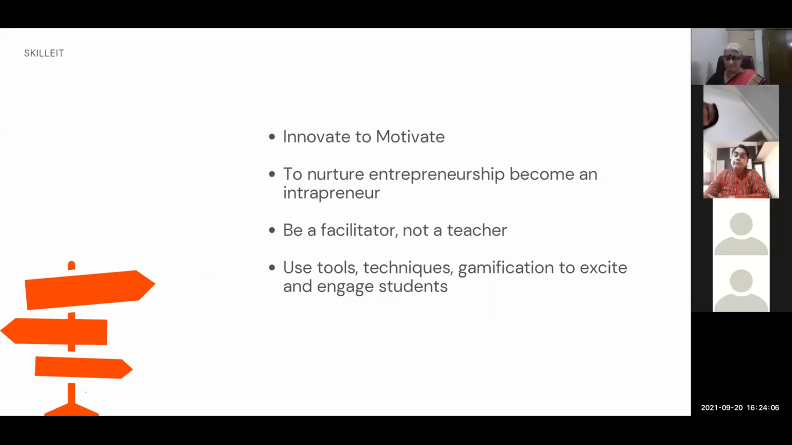Whereas in entrepreneurship, there is no right and wrong. There is no math equation where one plus one is two. So everybody can be right, everybody can be wrong. You have to just give them that space so that they can experiment.